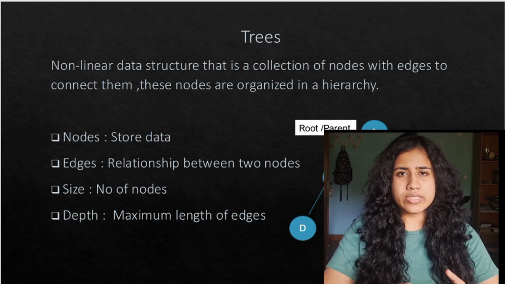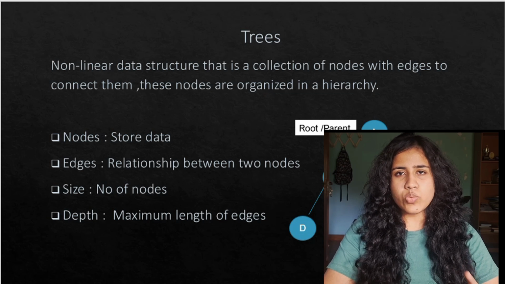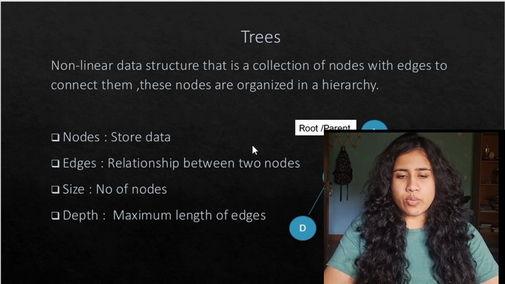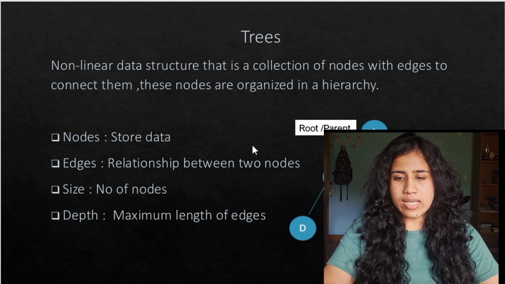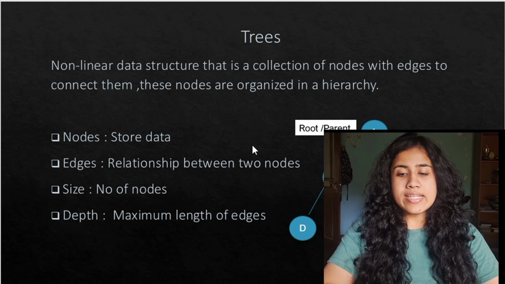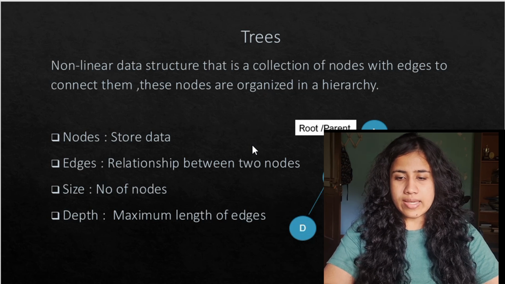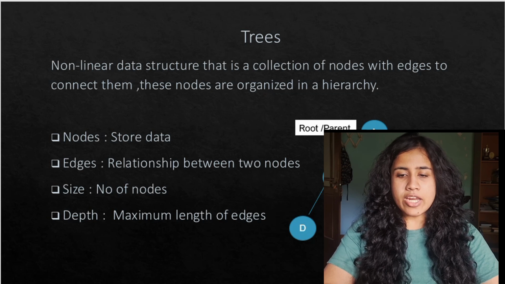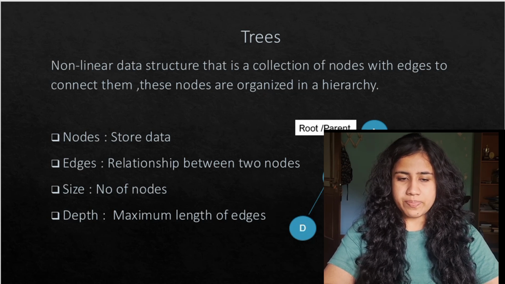So here, what are nodes? Nodes are the place where the data is stored. And edges are the relationship between two nodes. So here the relationship between A and C, we can call it an edge.